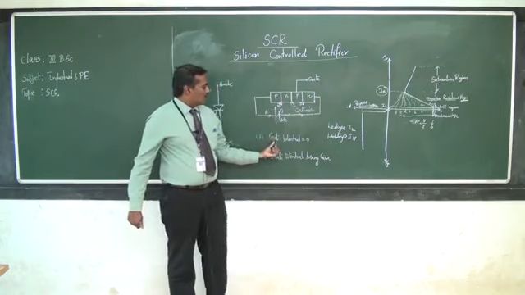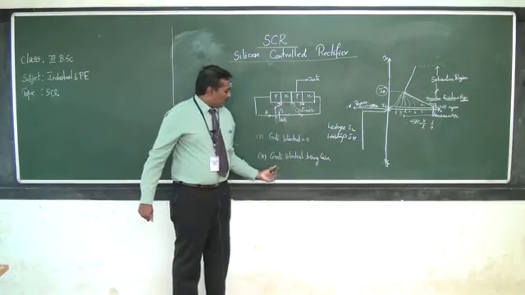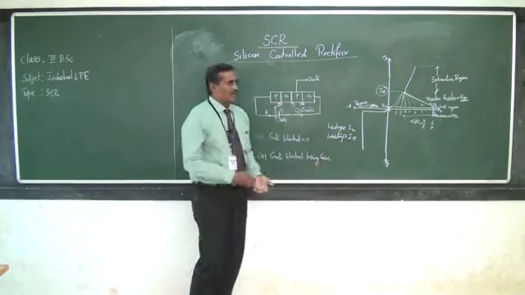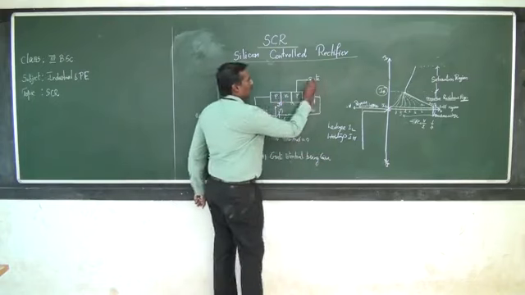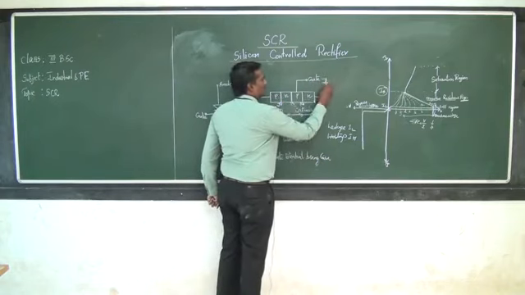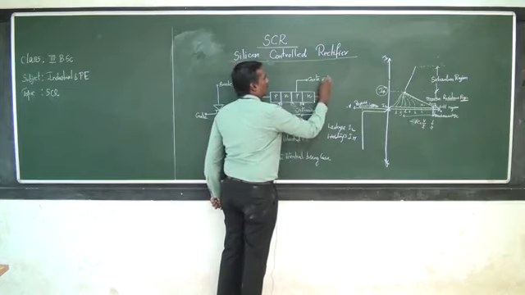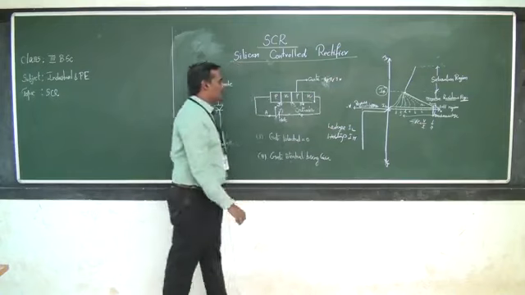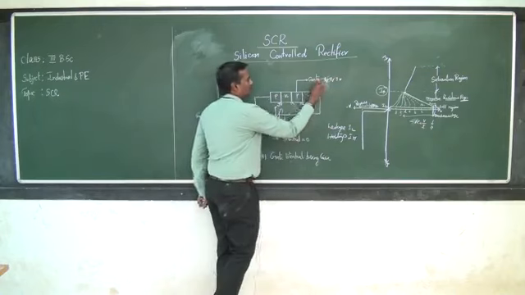This is as far as when the gate potential is 0. When a gate potential is being given, for example, we are applying a gate potential starting from maybe 1 volt, 2 volt, 3 volt, like that, a gate potential is being given.